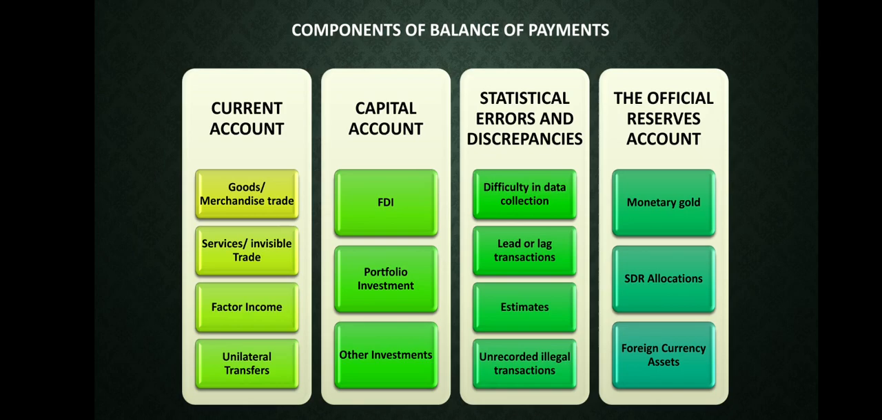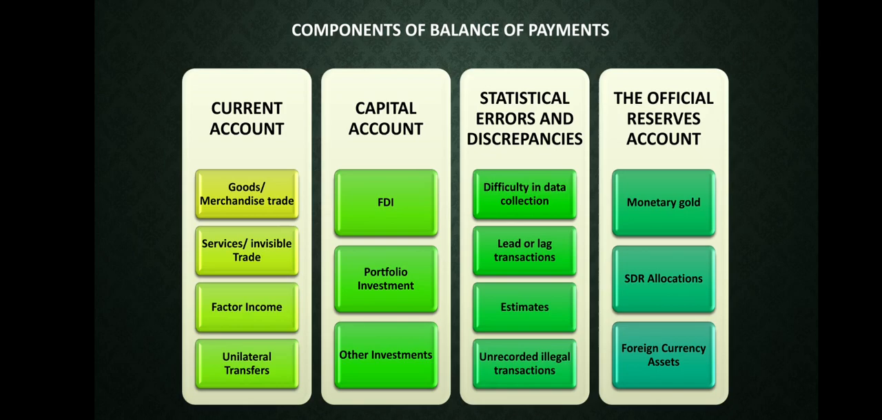This is the most basic and traditional form of international economic transaction. The export of goods causes an inflow of foreign exchange into the country while the import of goods causes an outflow of foreign exchange from the country. Consequently, export of goods is recorded as a credit or positive item in the balance of payment statement, while the import of goods is recorded as a debit or a negative item in the balance of payment statement.